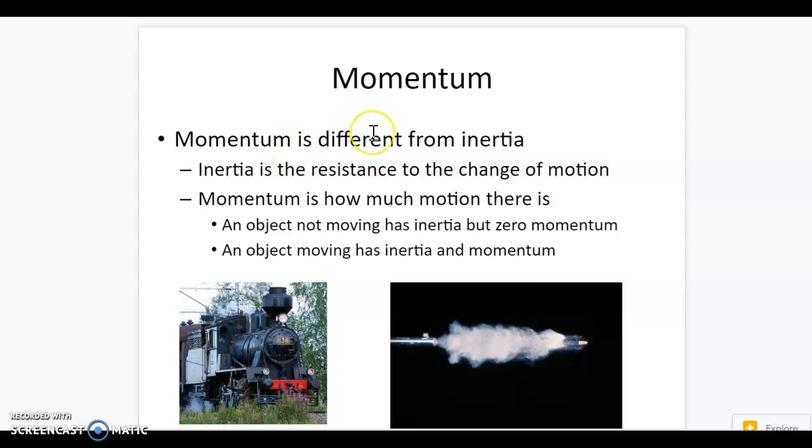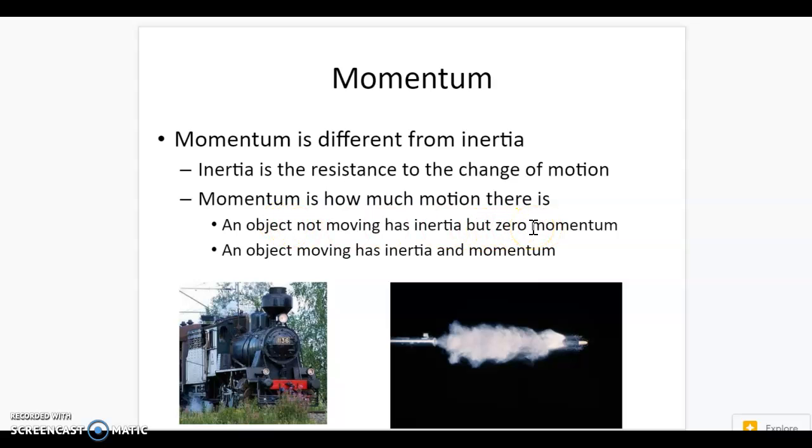Momentum is different from inertia. When we talked about inertia, it's that resistance to a change in motion, the force it takes to stop something. However, momentum really is just that amount of motion that something has. So an object that's not moving has inertia. It has a resistance to either starting or stopping, but we would say that the momentum of it is zero.